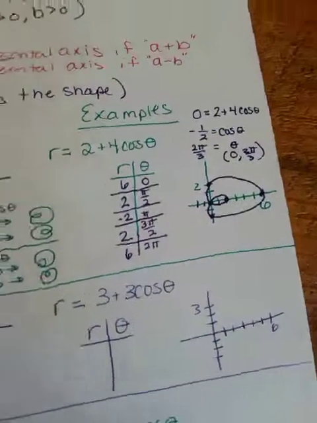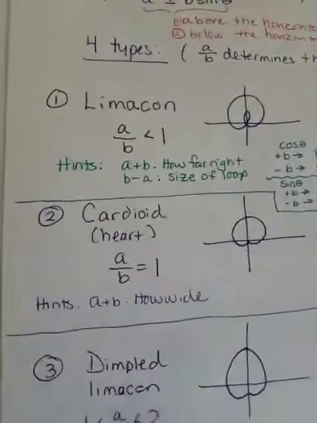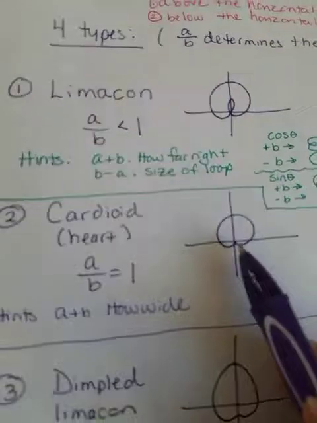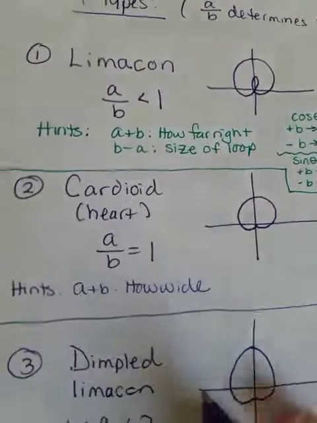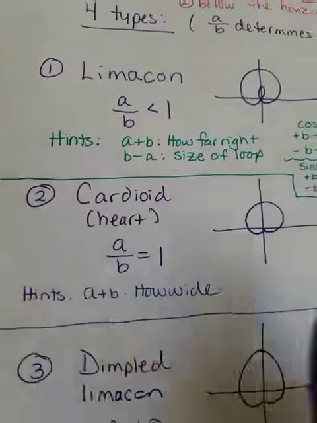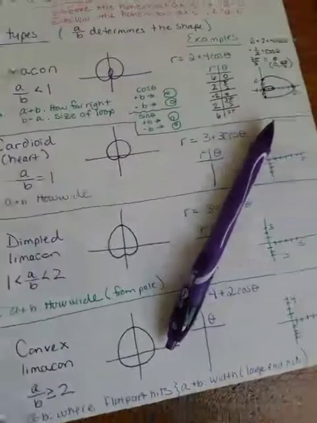All right, the second type is called a cardioid, and it's called a heart because it's shaped like a heart. See that? Upside down one. This happens when your ratio A over B equals 1. Again, a hint for this one is A plus B tells you how wide it is.